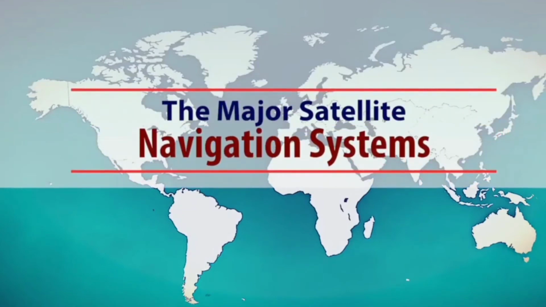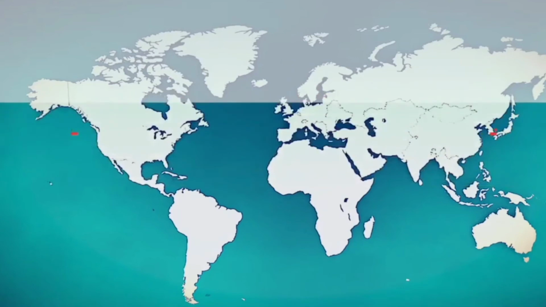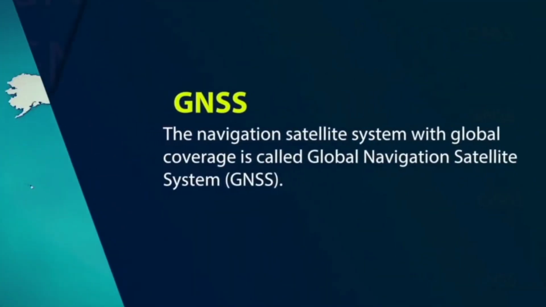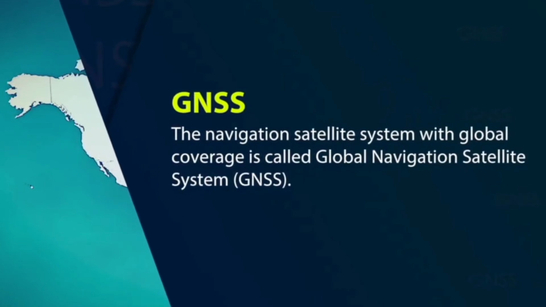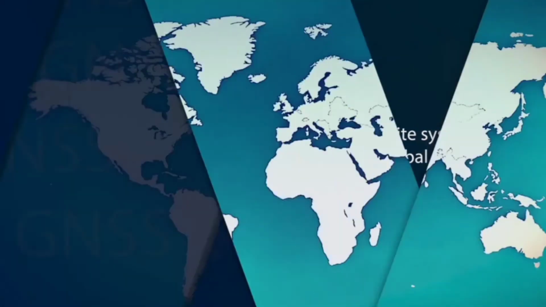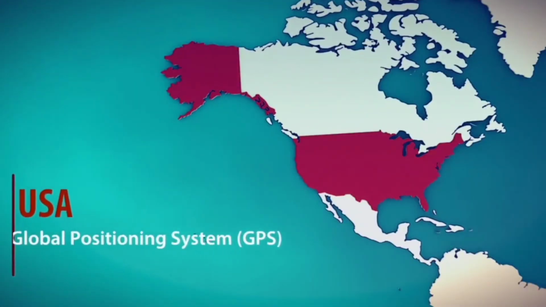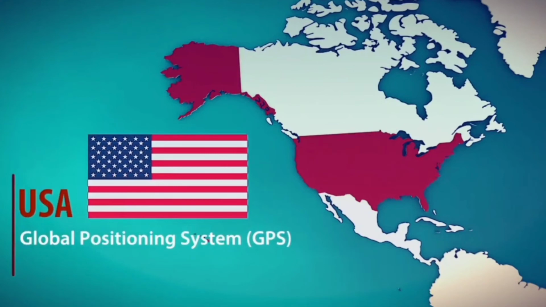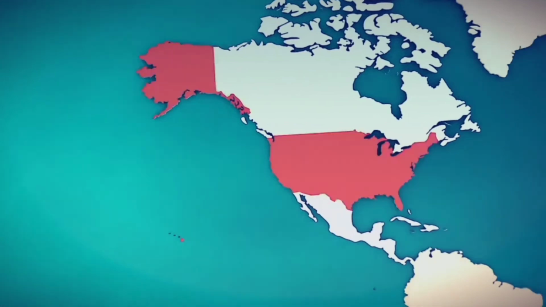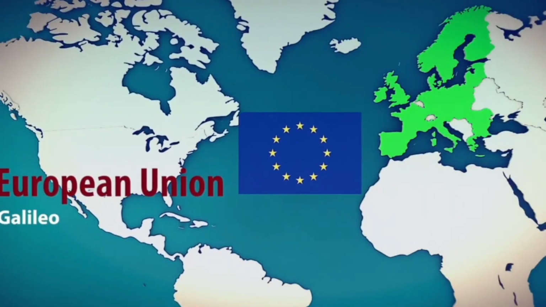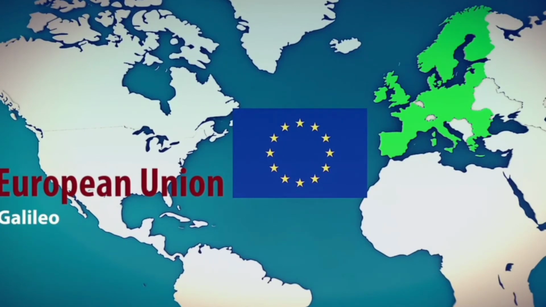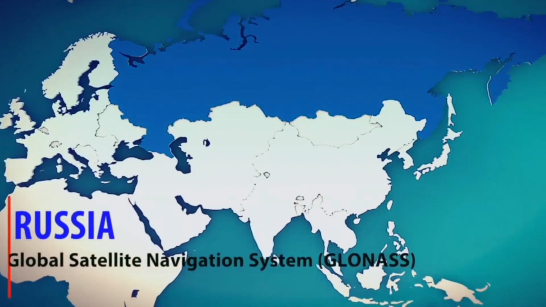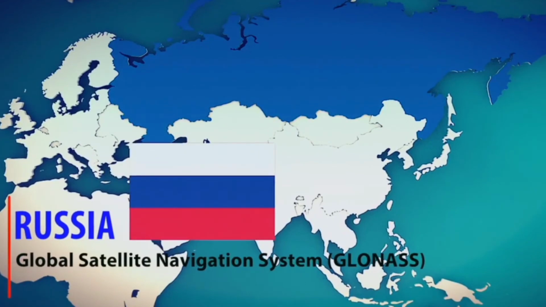Several countries have major satellite navigation systems. A navigation system with global coverage is called a Global Navigation Satellite System, that is GNSS. USA: the Global Positioning System, that is GPS. European Union: Galileo. Russia: the Global Navigation Satellite System, that is GLONASS.